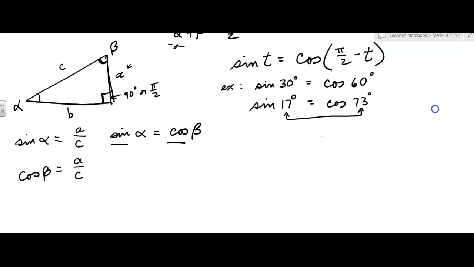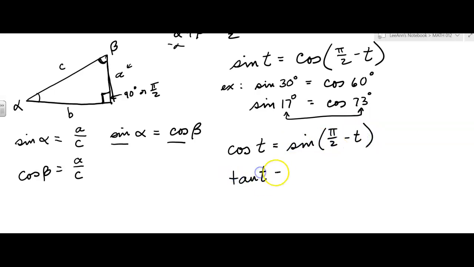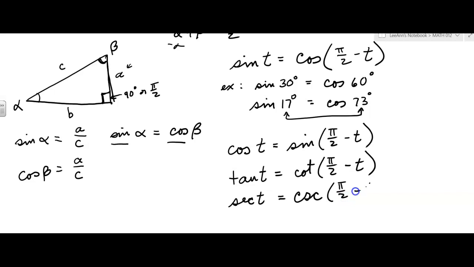And there's one for each one of them. They write them all out. So the sine of t is equal to the cosine of pi over 2 minus t. The cosine of t is equal to the sine of pi over 2 minus t. And then the tangent of t is equal to the cotangent of pi over 2 minus t. And then the secant of t is equal to the cosecant of pi over 2 minus t.